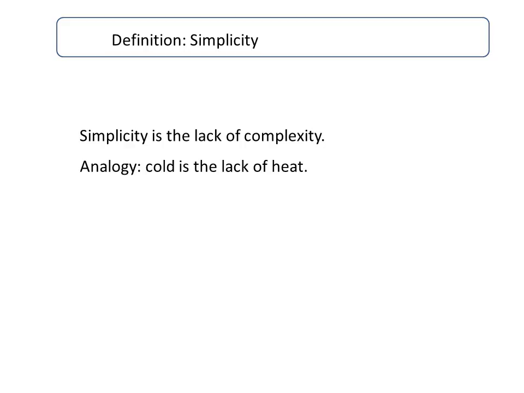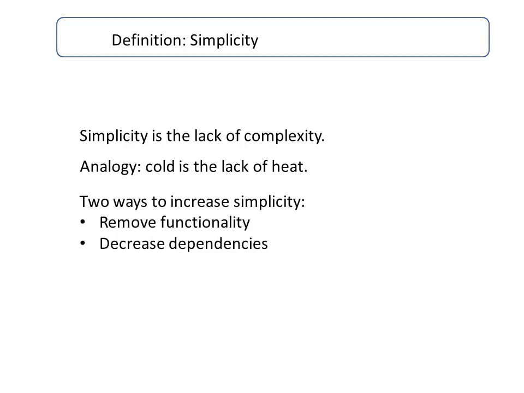As I said earlier, there are 2 ways to add complexity to a system. You can either do it by adding functionality to a system or adding interdependencies to that system. It stands to reason, therefore, that there are 2 ways to increase the simplicity of the system. You can remove functionality from the system, or you can decrease the dependencies from that system to other systems. Since adding functionality and adding dependencies increases complexity, removing them decreases complexity and thus increases simplicity.